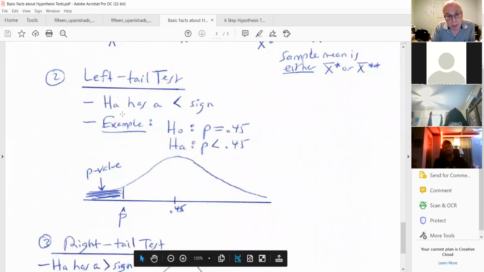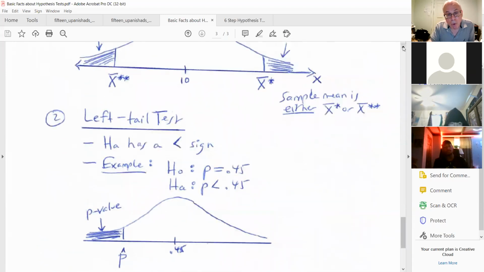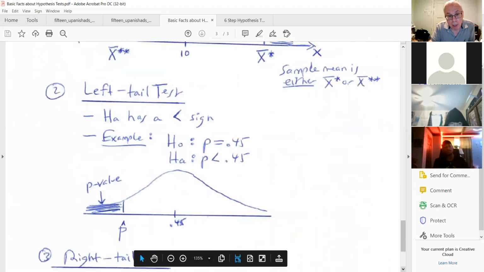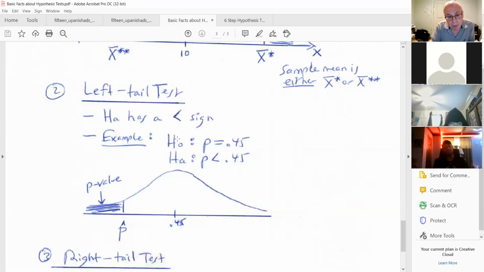The other possibility is a left tail test. Now, if you look at it, before, I had mentioned that the alternative hypothesis says not equal to. The alternative hypothesis determines which of these three tests we have. If it's not equal to, it's a two-tailed test. If the alternative hypothesis is less than, it is called a left tail test. For obvious reasons, it's pointing to the left, the symbol, right?